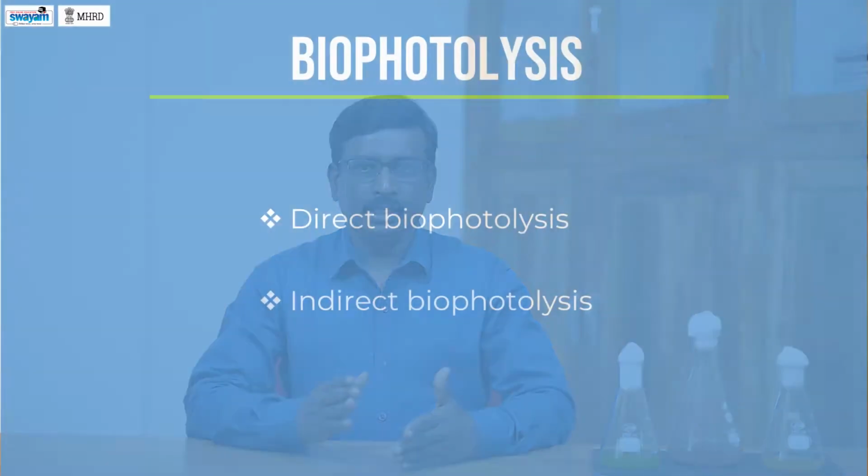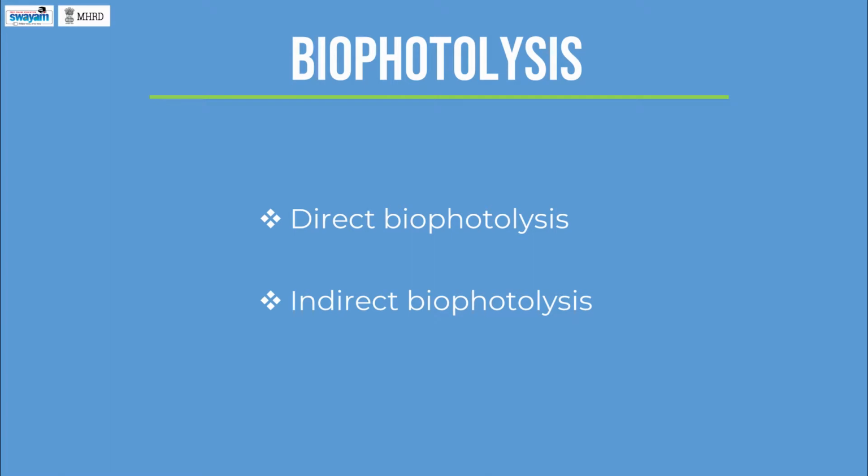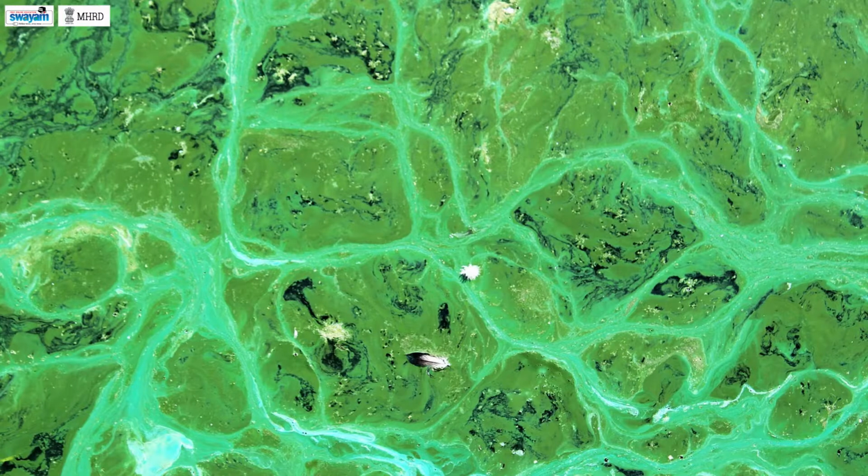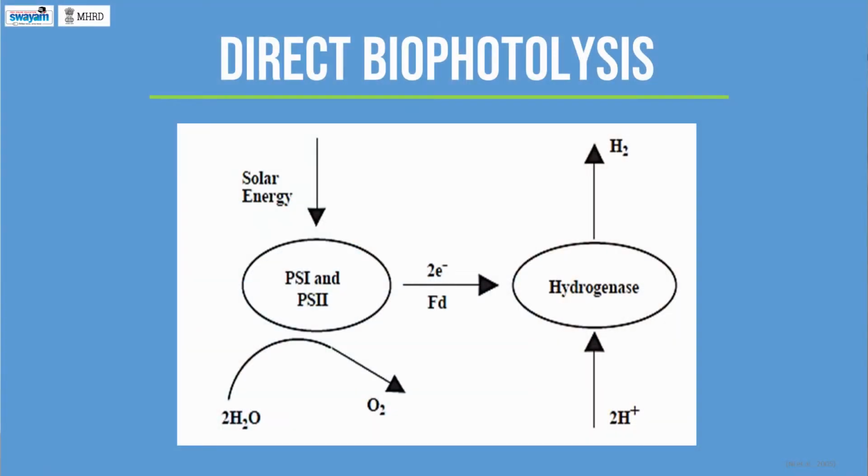The method is classified into two types: direct biophotolysis and indirect biophotolysis. Direct biophotolysis. Direct photolysis is observed in green algae and cyanobacteria. This happens due to the presence of hydrogenase enzymes, which are absent in higher plants. When photosystem 1, that is PS1, absorbs light, 2 electrons are released along with the splitting of water to generate proton ions and oxygen.